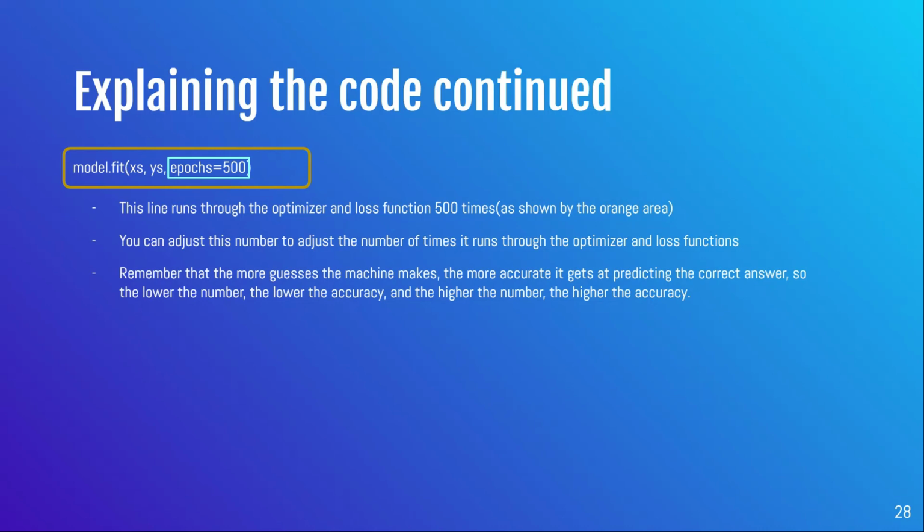This line runs through the optimizer and loss function 500 times, which is in the light blue area over here. You can adjust this number to however many times you want it to run. And the more times you run through the optimizer and loss function, the more accurate your answer is going to be, because the more accurate the computer is going to get at predicting the answer.